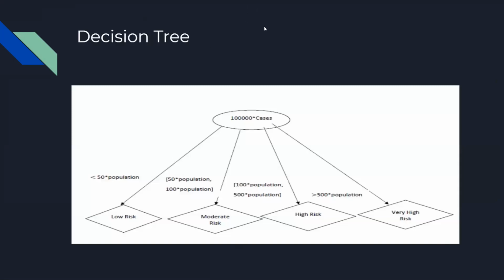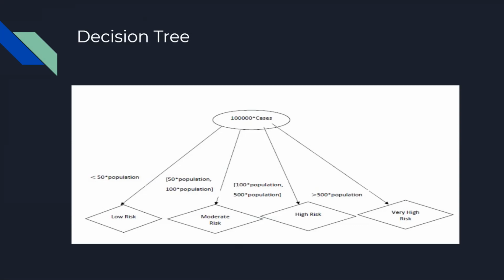All right, so here's just a simple decision tree based off our risk classification table. This is kind of how we would define each state as low risk, moderate risk, high risk, or very high risk. And we kind of used the breakpoints that the CDC used as well. So we had to get the cases per 100,000 people. So that's why we have the 100,000 times cases there. And if that amount of cases is less than 50 times the population, then it'll be classified as low risk.